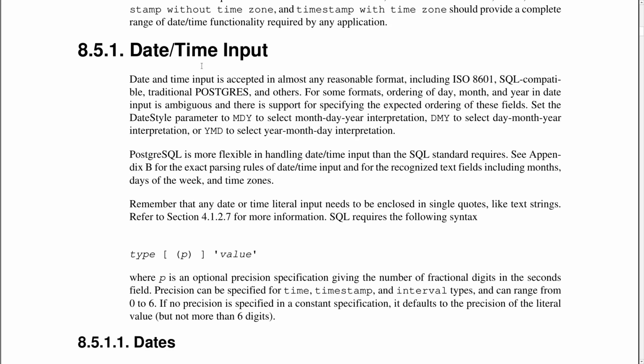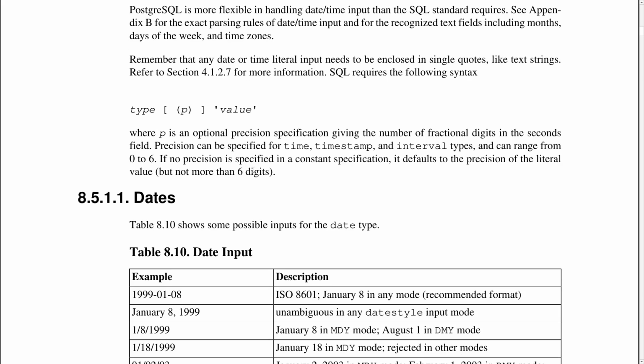So we look at how we input this. Date and time input is acceptable in any reasonable format, including ISO 8601, SQL compatible, traditional Postgres, and others. So we will skip this. We don't care much, because we are going to stick to the ISO 8601 time standard, and you will see how it works. You can read this if you want, but we are going to skip it.